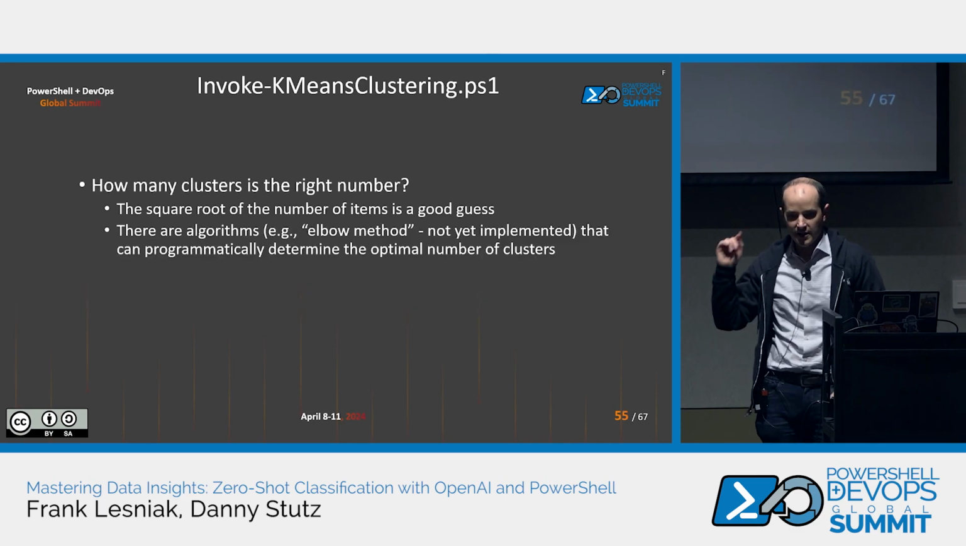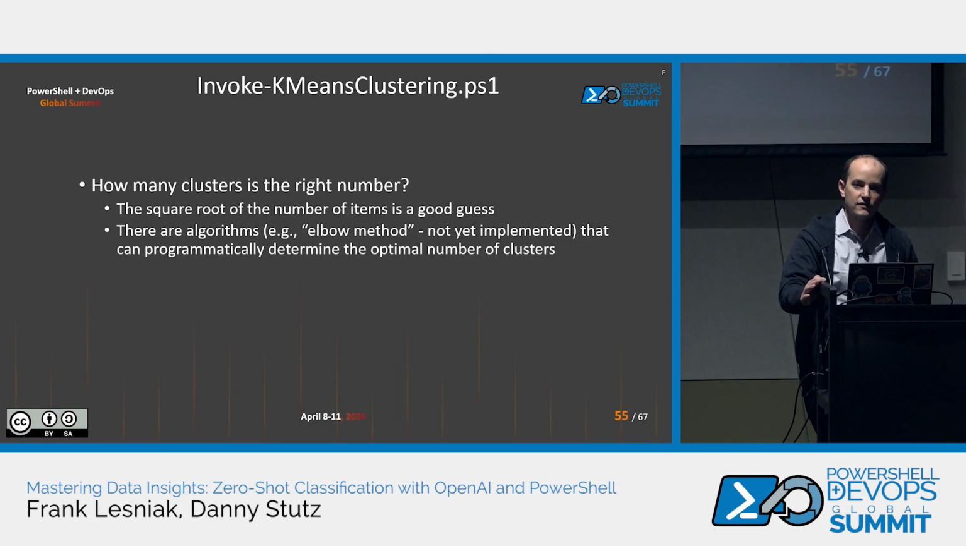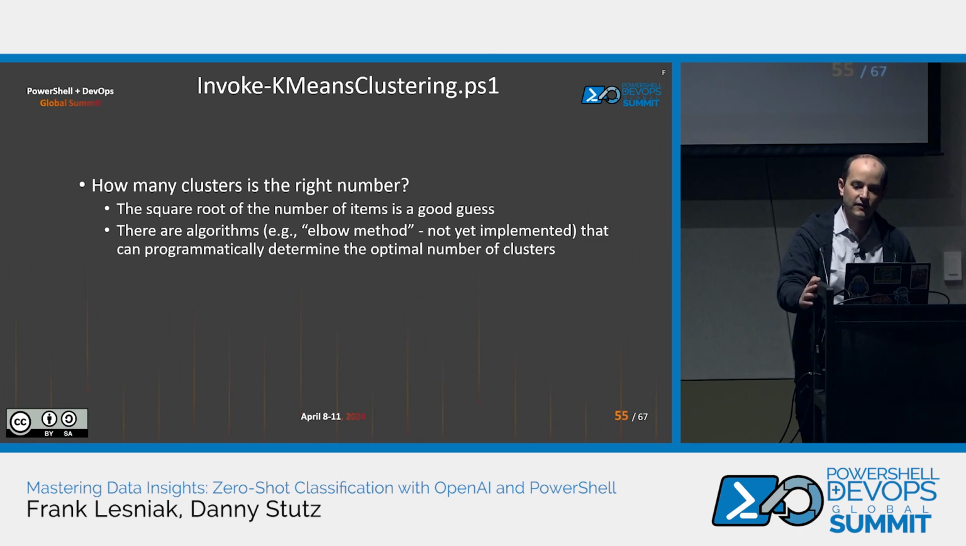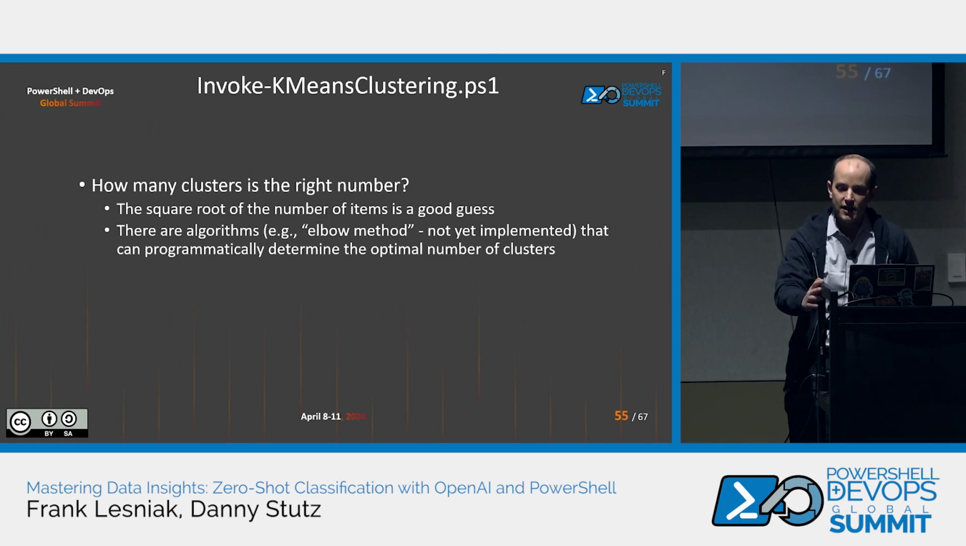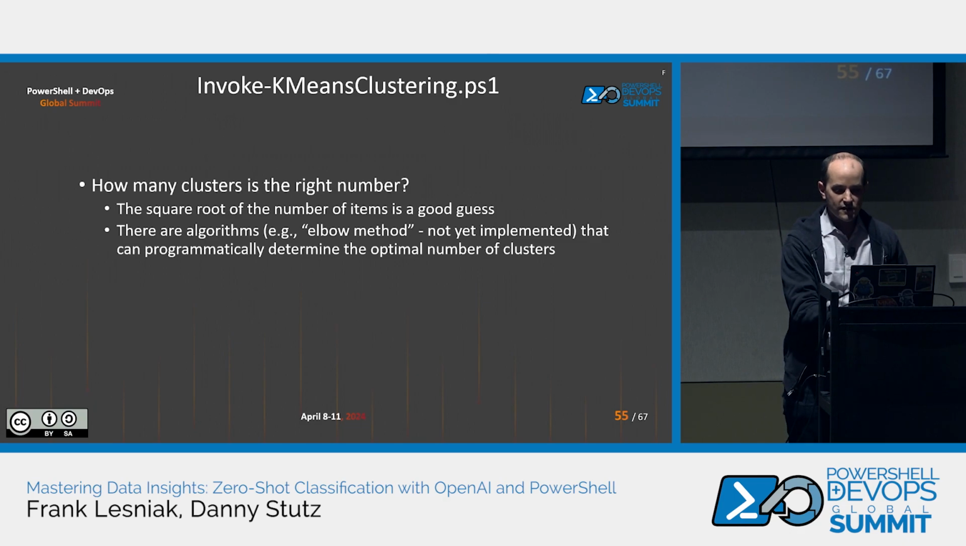Going back to the to-do item, there are algorithms to optimize the number of clusters. Specifically, the elbow method is probably the best known of those. Danny and I are not data scientists, and while we've looked into this and broadly understand it, we haven't implemented it yet. So hopefully we will do that at some point, especially if there's interest in this. But just note that that's not quite implemented yet.